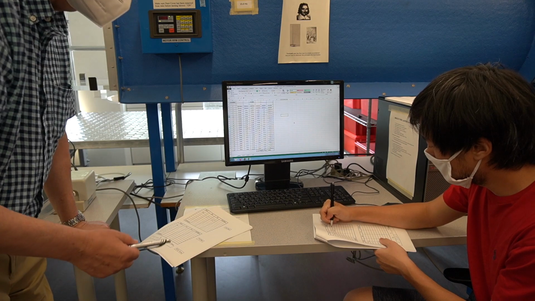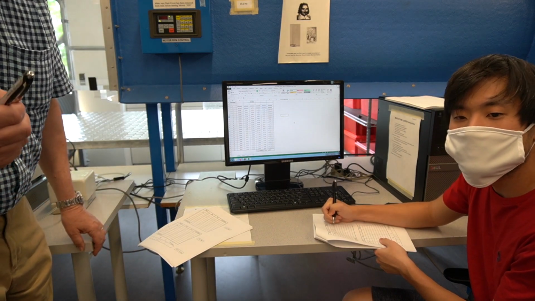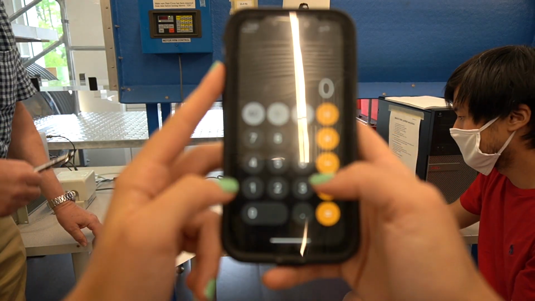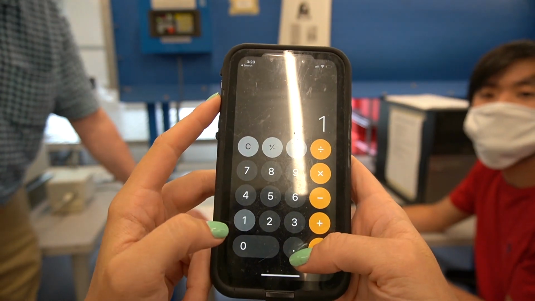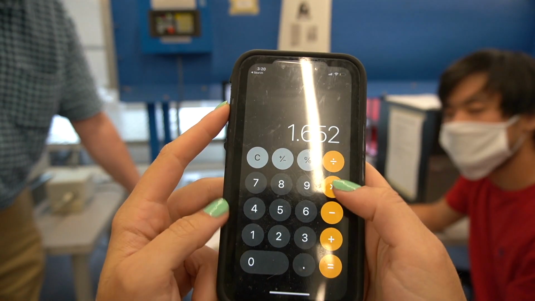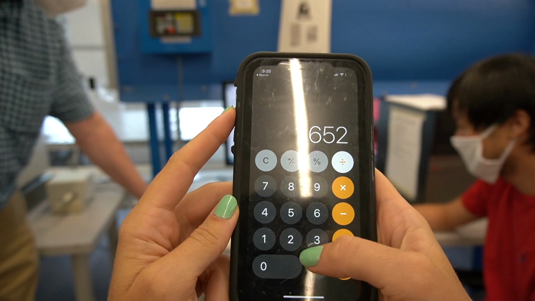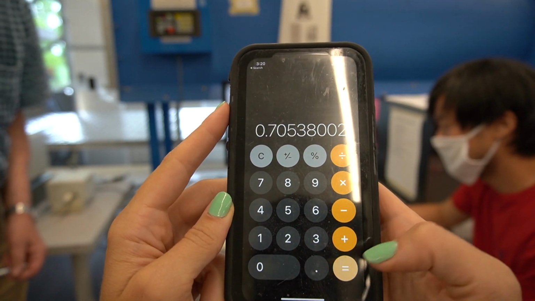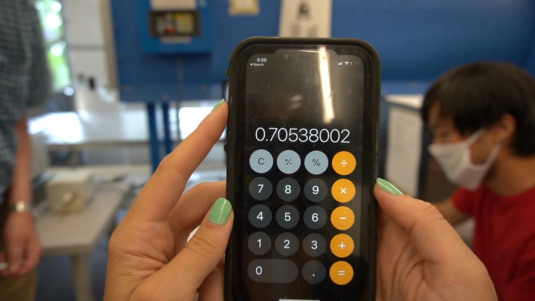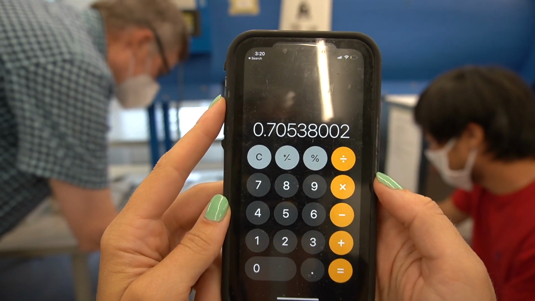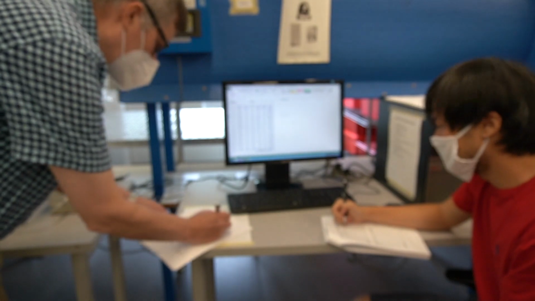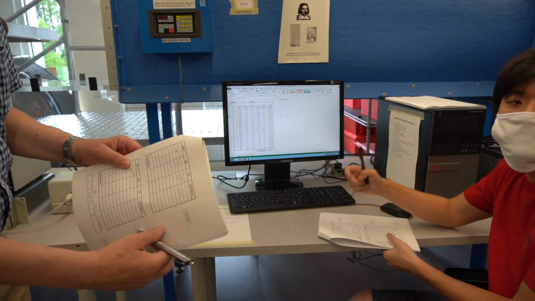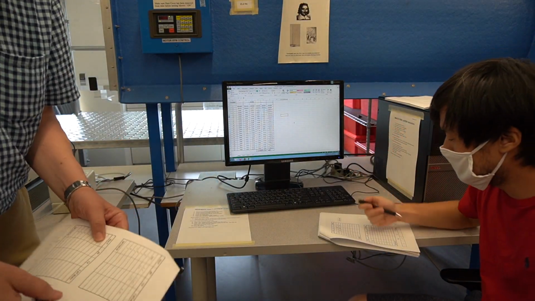Has anybody got a calculator? What is it? 1.652 divided by 2.342. 0.71. 0.71. And that's this CD. That's CD over CD there.